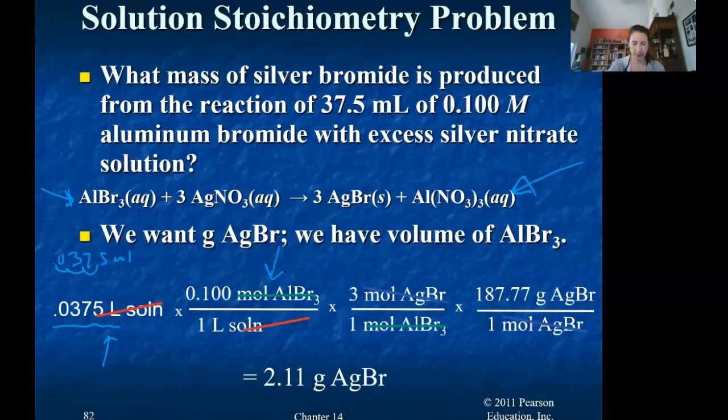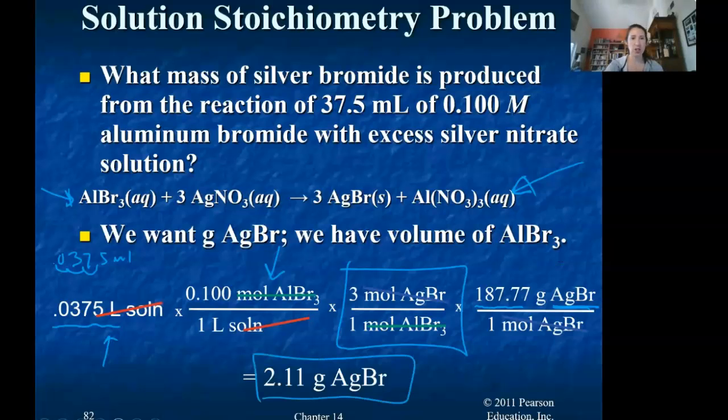Here's our molarity. Here's that new piece. And then molar mass, right? And so hopefully we all are great with molar mass. All we did was look at the periodic table and added up Ag plus Br. And we got our molar mass there. And all of our units cross off really pretty, and we get 2.11 grams of AgBr.